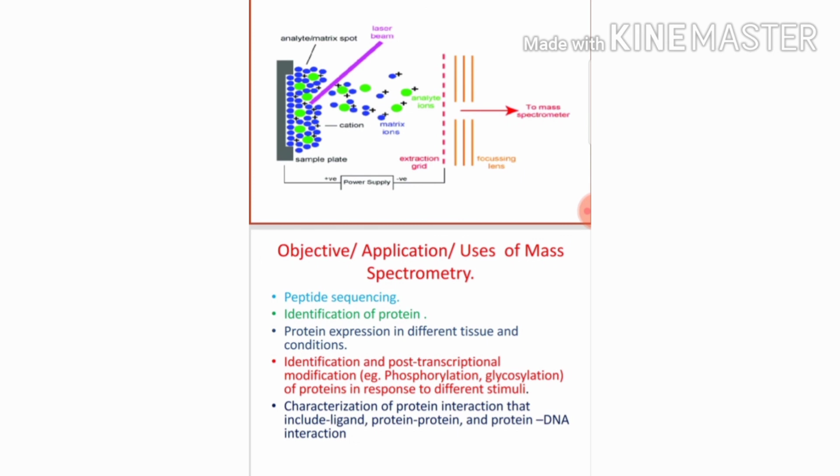So try to know the outline map of the mass spectrometer, the basic principle of mass spectrometry, that is, on the basis of mass by charge ratio, and the application of mass spectrometry.